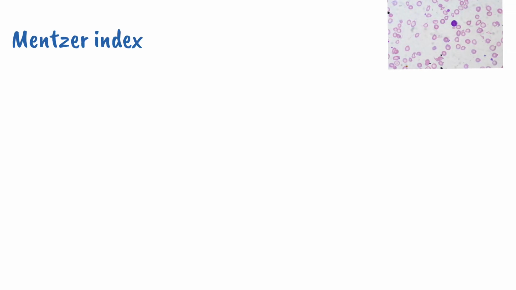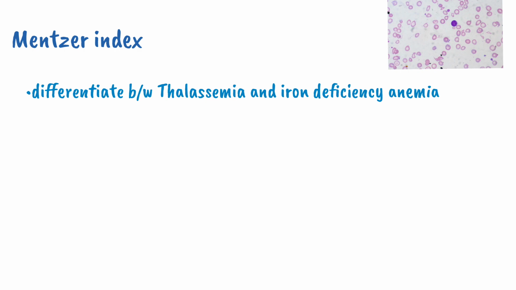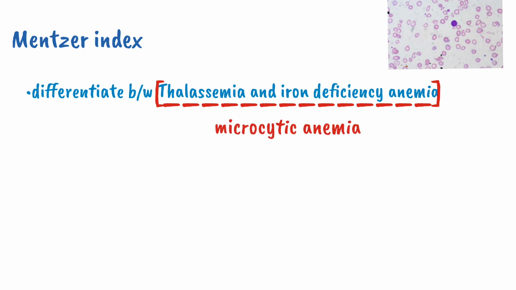Let's discuss the Mentzer index. The Mentzer index is used to differentiate between thalassemia and iron deficiency anemia. Thalassemia and iron deficiency anemia are both microcytic anemias. To differentiate between these two types of anemia on the basis of a CBC report, we use an index called the Mentzer index. How do we calculate the Mentzer index and how will we interpret it?